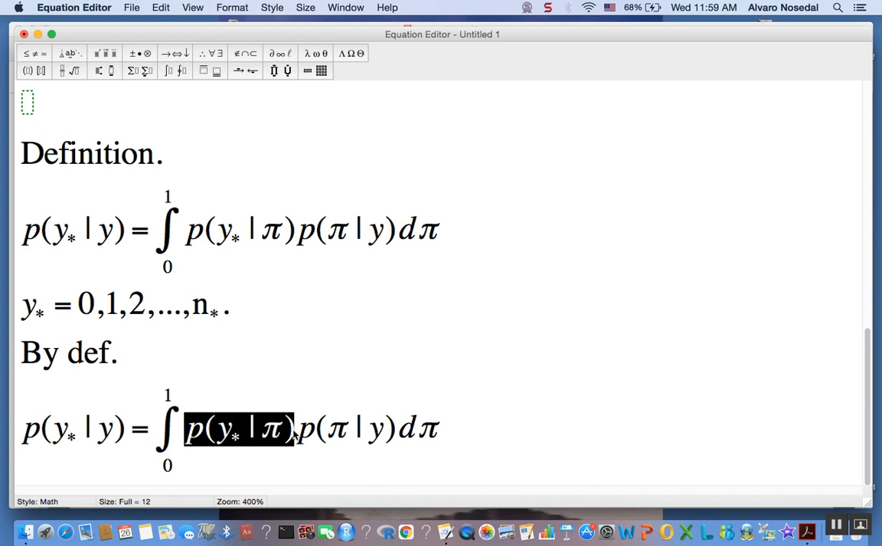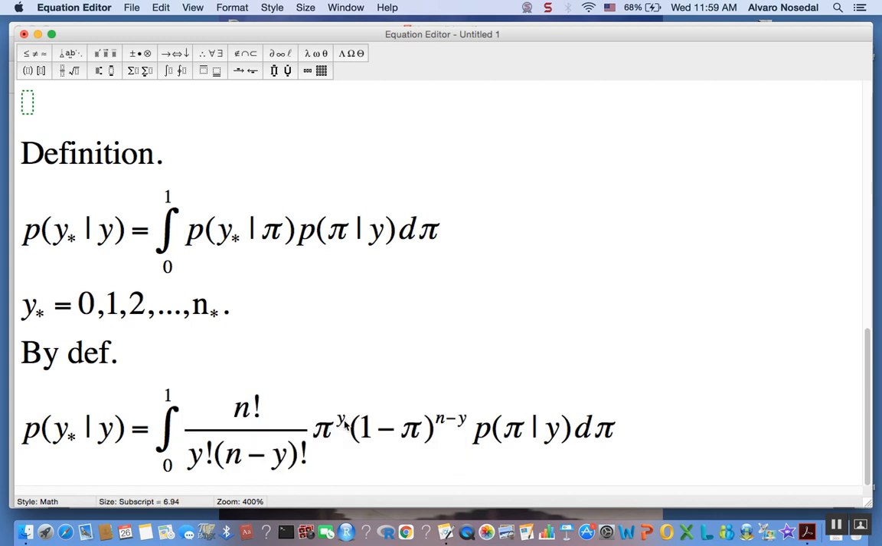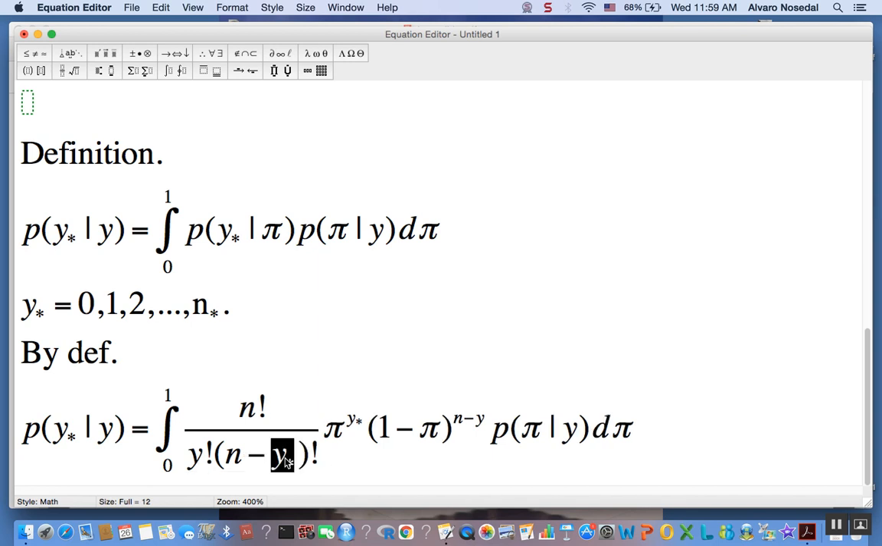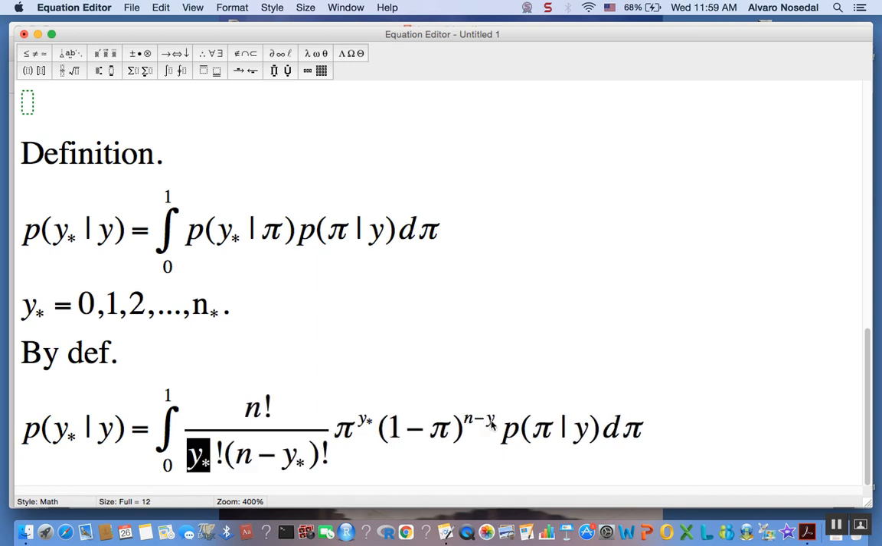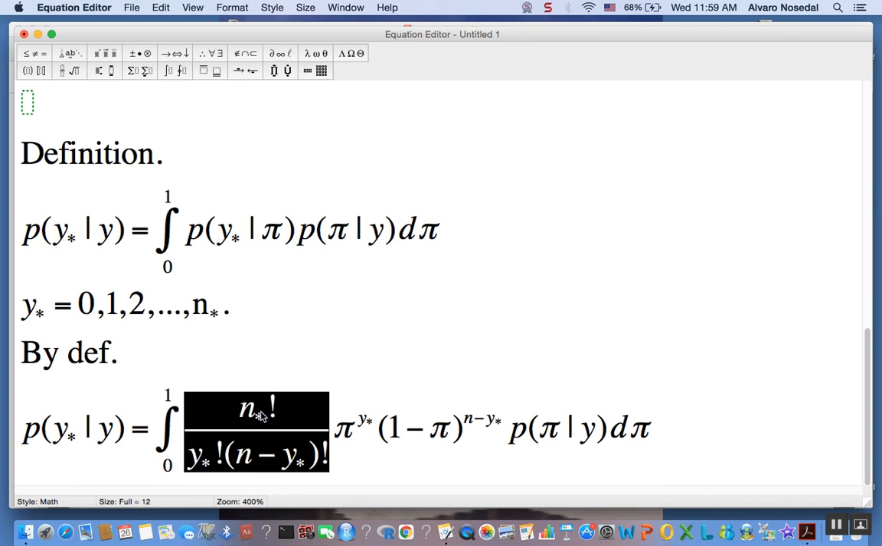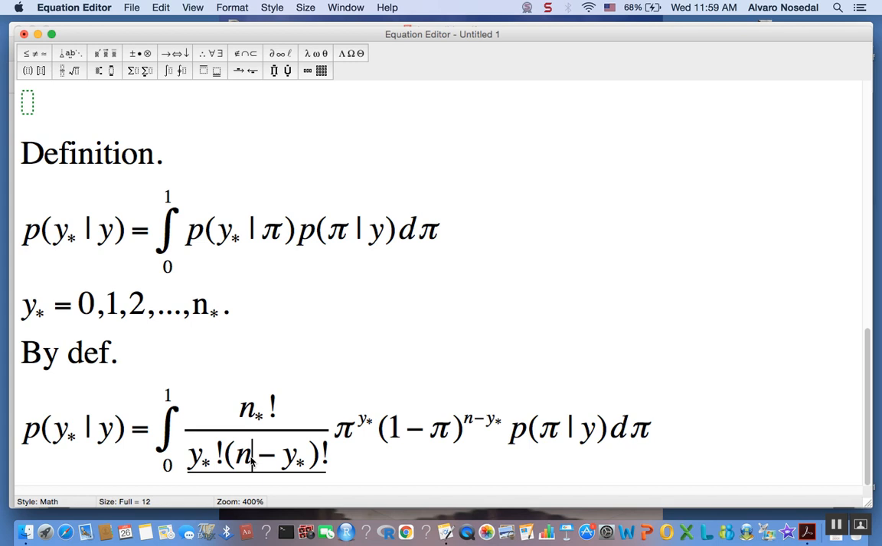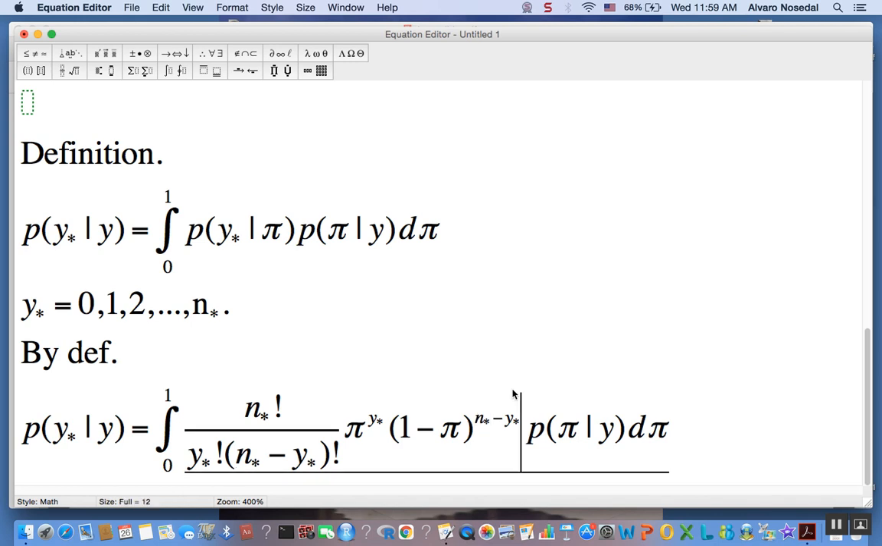I'm going to substitute here, and instead of a y, I'm going to have a y star, right? And instead of an n, I'm going to have an n star. So y star, y star, y star, and instead of an n, we will have n star, right? N star. Make sense? Okay, now here we have, this is just the general formula, right?